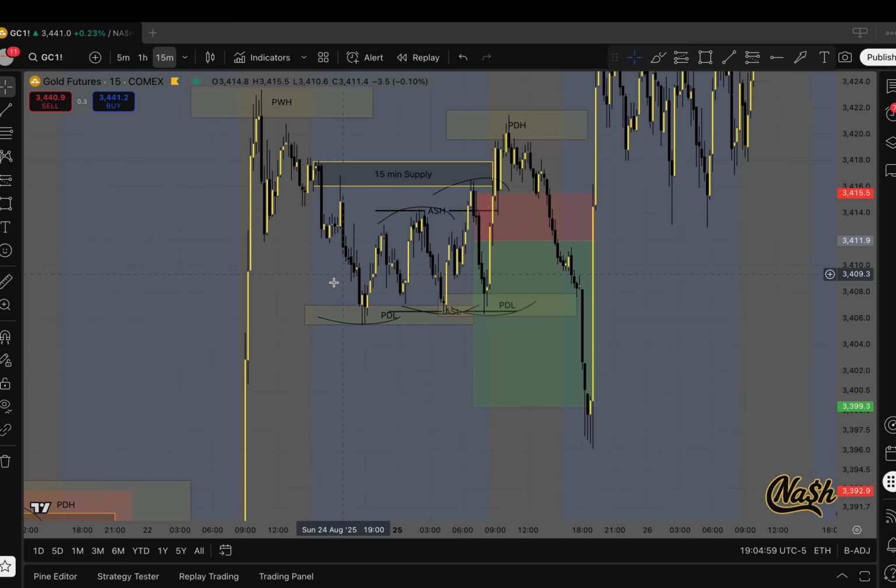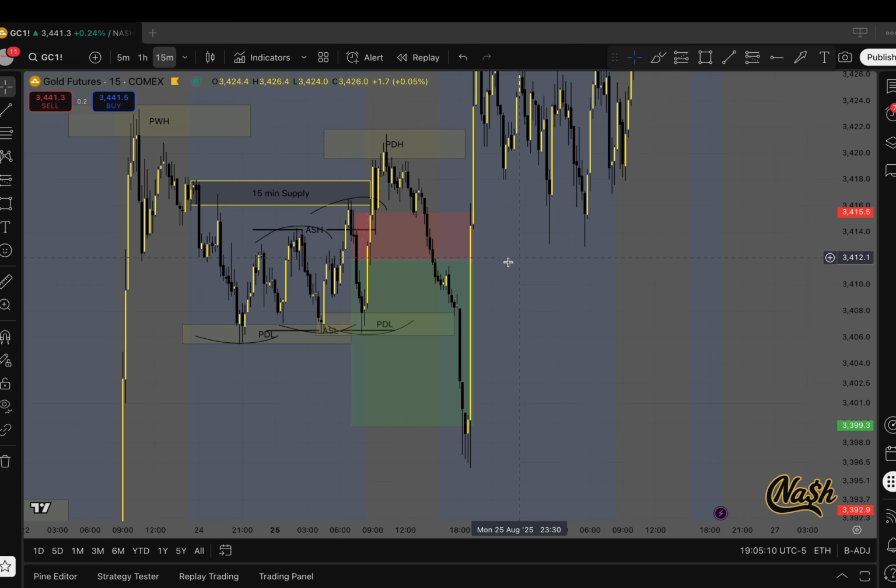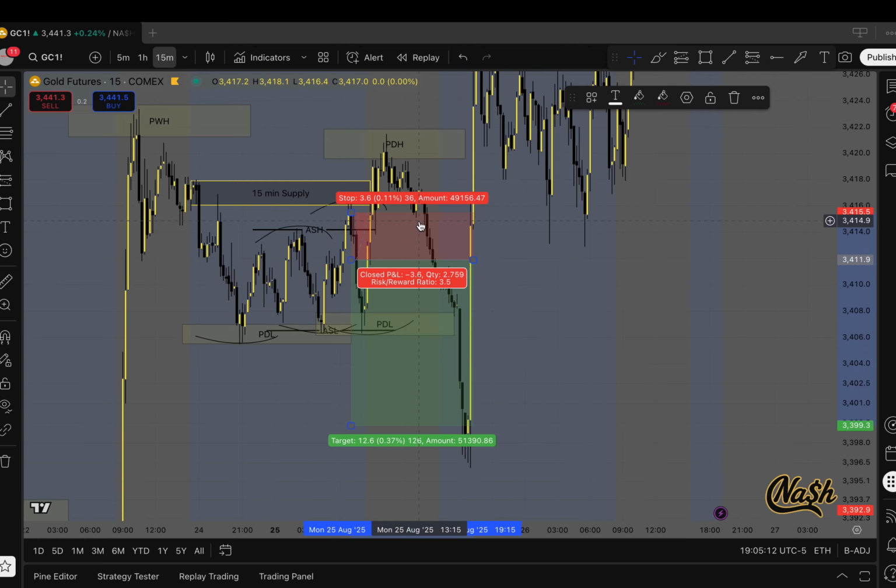I expected price coming into Monday to kind of take liquidity right here and then drop to shoot back up. But it didn't take liquidity until, I want to say, around 6 p.m. yesterday, so way into Asian session, right? So that was my trade.